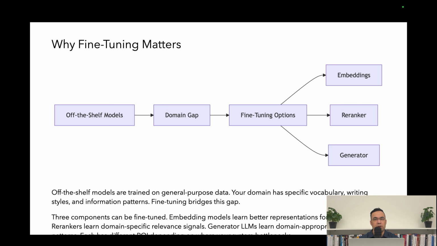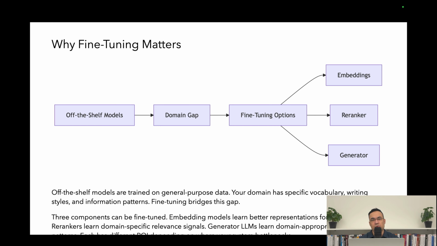Embedding models learn better representations for your domain. Rerankers learn domain-specific relevance signals. And generator LLMs learn domain-appropriate response patterns. Embedding fine-tuning improves the retrieval recall. If relevant documents exist but retrieval fails to find them, domain-adapted embeddings help.